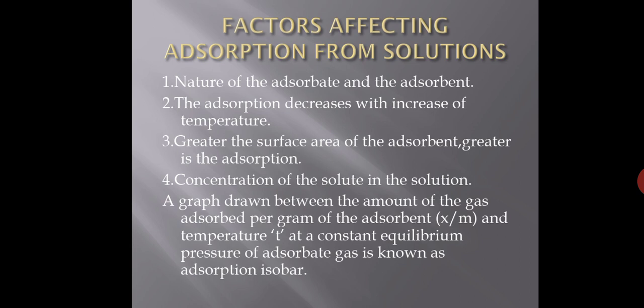Greater the surface area of the adsorbent, greater is the adsorption, definitely, because adsorption depends upon the surface area. We have just learnt it. Specific surface area means per gram. Got it? So a graph between the amount of the gas adsorbed per gram of the adsorbent, x by m, and temperature T at a constant equilibrium pressure of the adsorbed gas is known as adsorption isobar.